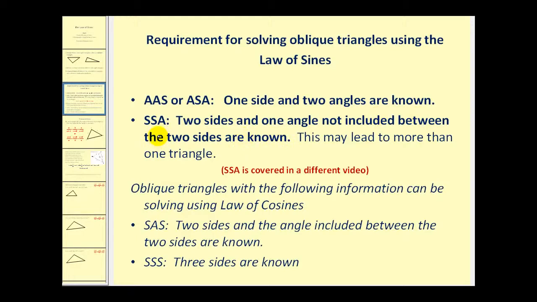Now, side, side, angle tends to be a little more involved because it can lead to more than one possible triangle, so this case will be covered in a different video. And we should mention that oblique triangles with side angle side and side side side can also be solved using something called the law of cosines, which is covered in a different video as well.